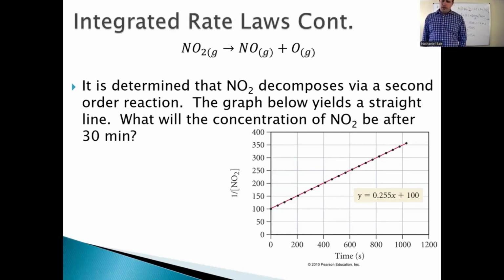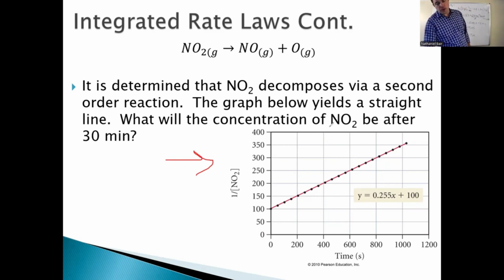It is determined that the decomposition of nitrogen dioxide occurs via a second order reaction. Now, I technically wouldn't have even had to tell you that. Why wouldn't I have had to tell you that? Because if I'm giving you this graph, you should be able to get that. Look at the graph. It's 1 over the concentration versus time. And the other thing is it's got a positive slope. If you got a positive slope to one of these integrated rate law graphs, it's got to be second order, right? The zero order had that negative slope. So we got a positive slope here. The graph below yielded a straight line.